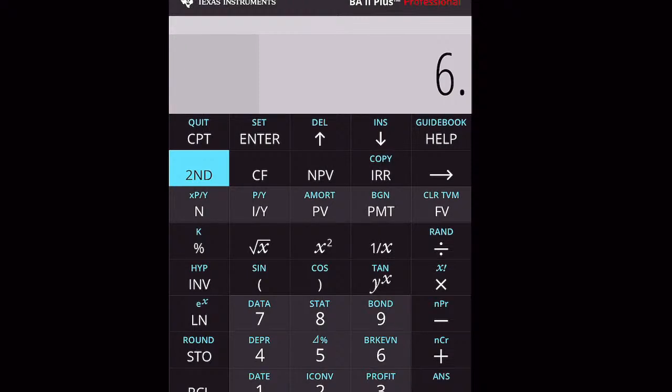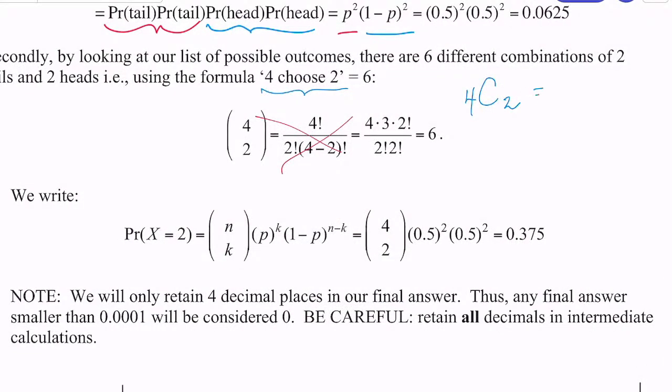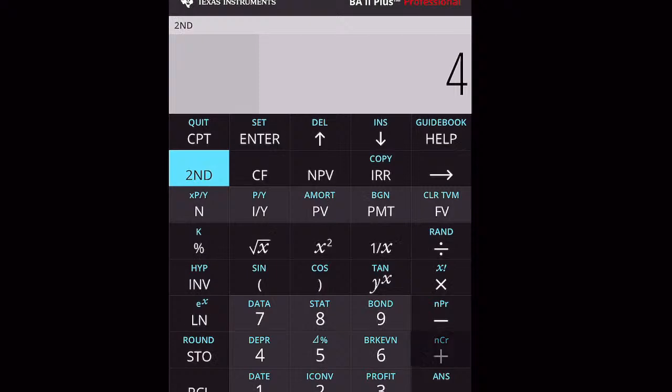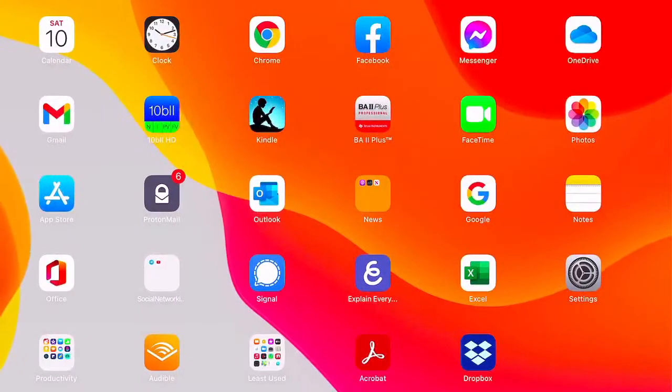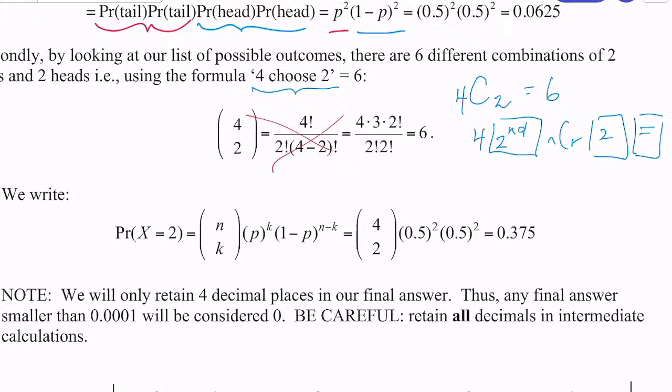If you want to do it the factorial way, you can do that as well. I'm not stopping you. I think I had to hit equals, didn't I? Yeah. Questions so far?